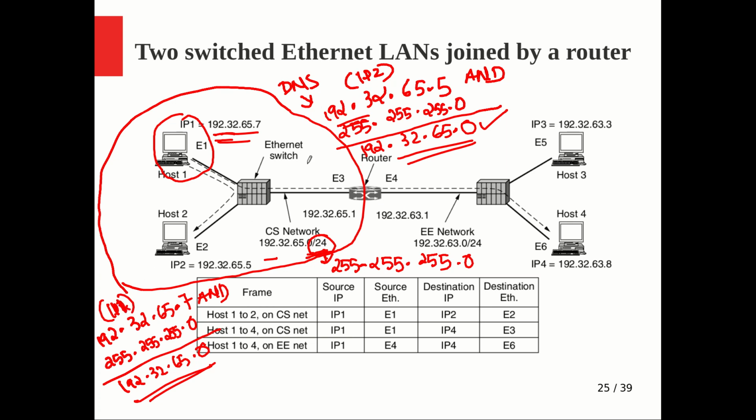So both IP1 and IP2 are giving you the network address 192.32.65.0, right? That is how you understand yourself that both the source and destination are on the same network. So I don't have to cross the router, of course. With some kind of broadcast I will get the MAC address, and once I get the MAC address I can do the further communication of my packet with the help of the Ethernet switch, right?